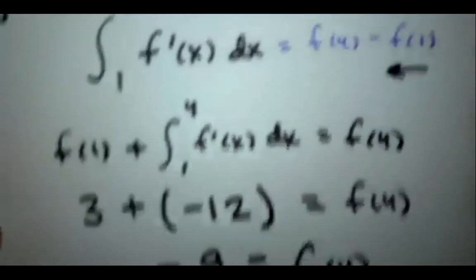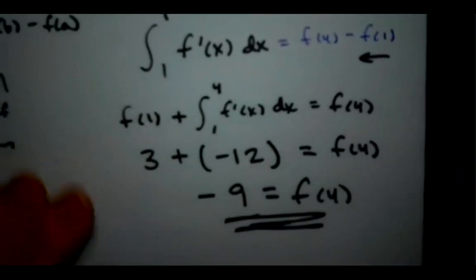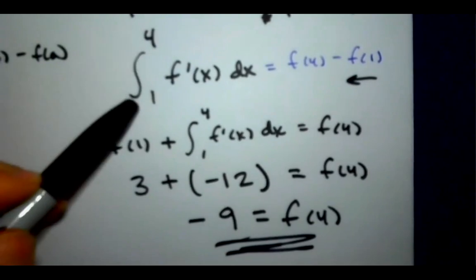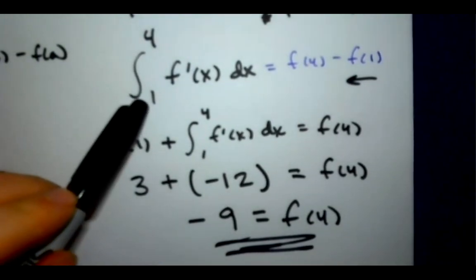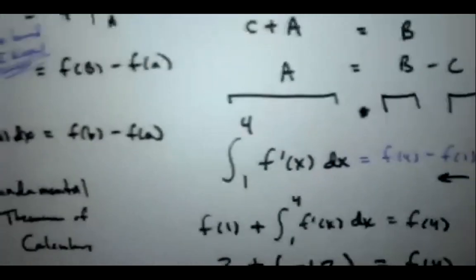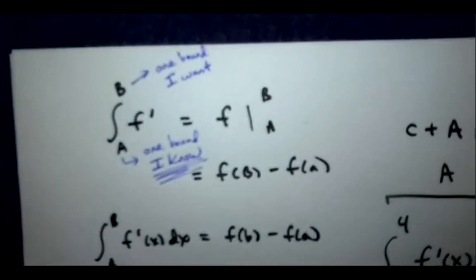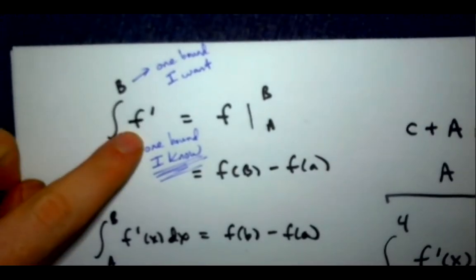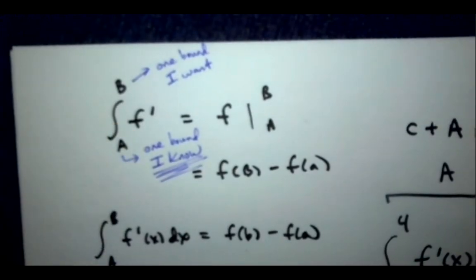So let's recap what we just did. This problem asked me to find f of 4. And they told me the bound for f of 1. They gave me f of 1. So when we're trying to run this fundamental theorem, and you're going to do this like 20 times on the AP exam, it's going to be the integral of something derived from one of the bounds I know and one of the bounds I want turns into the original function with the bounds plugged in.